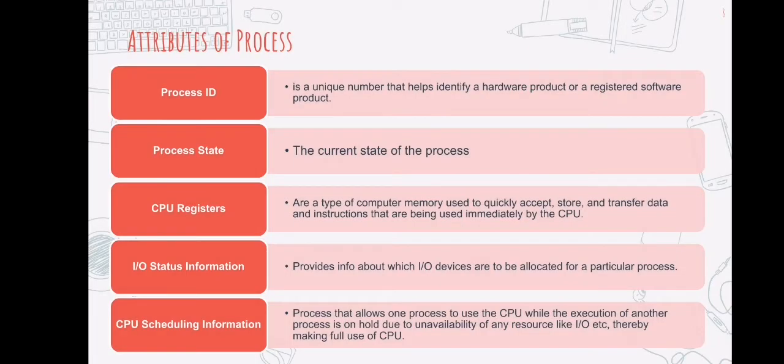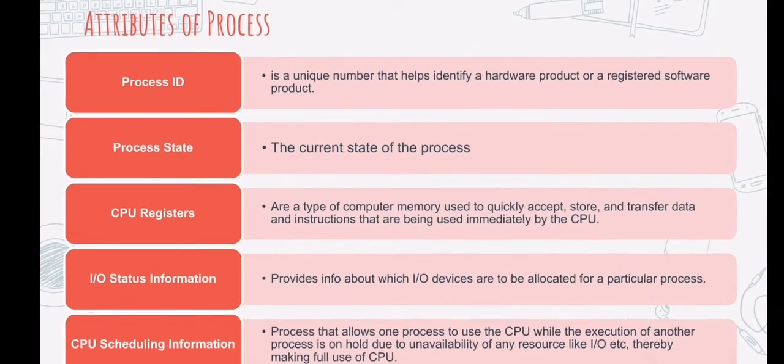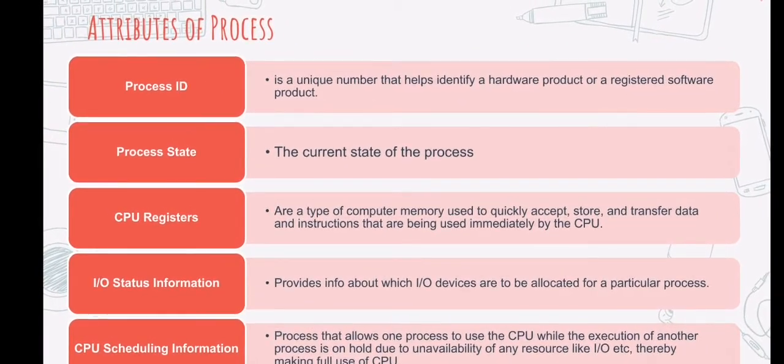A process has different attributes. The first attribute is the process ID, which is a unique identifier given by the operating system. Next is the process state. It can be either ready, running, or any other. Anyway, we'll be discussing more of process states later in this lesson.